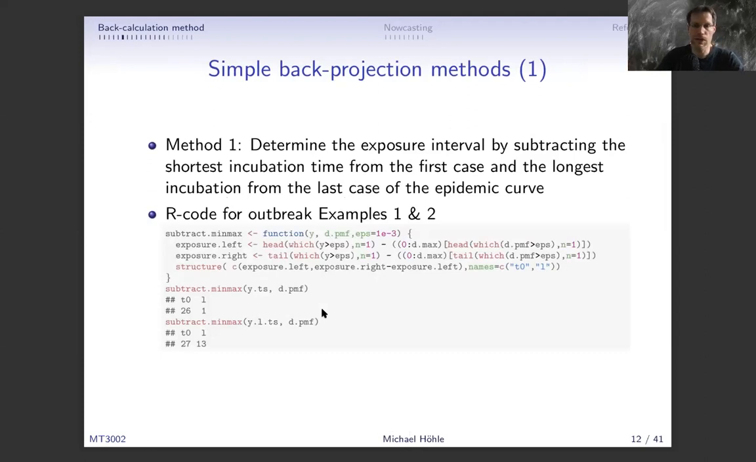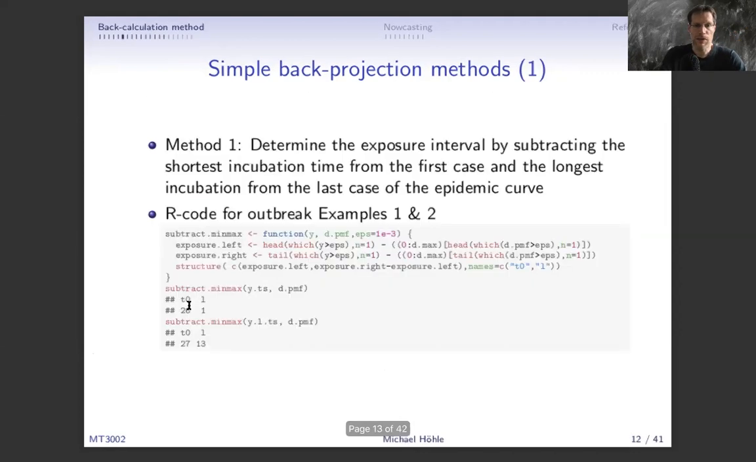Okay, so there are a number of heuristics going around, especially in the epidemiological literature. Try to determine the exposure interval by subtracting the shortest incubation time from the first case and the longest incubation time from the last case of the epidemic curve. If you do something like that, you get, for example one, the one which has the highest number of exposures by this method. We subtract something from the first case and from the last case, then we get 26, and the length of it is 1, so that's not so bad an estimate. And for the one which started at 25 and had a length of 10, we get 27 and 13. So here we're a bit off, and in principle we're also a day off.